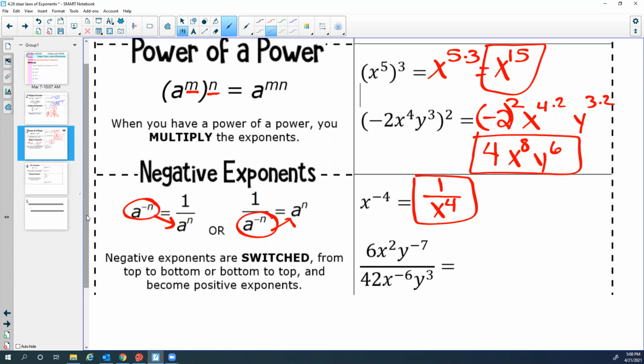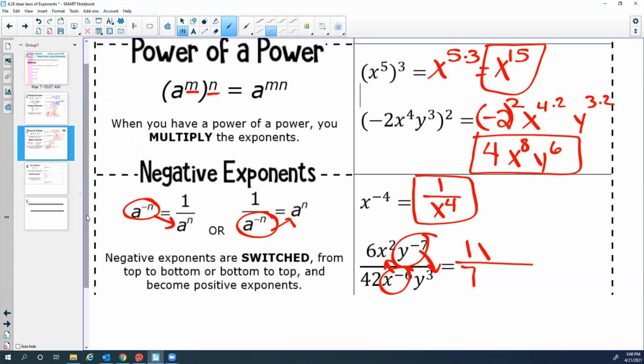But on the second one here, first thing that I'm going to do is move these negative exponents. I'm not going to keep them where they're at. So this y^-7, move down. x^-6, move up. If you want, you can go ahead and divide those coefficients to give you 1/7.